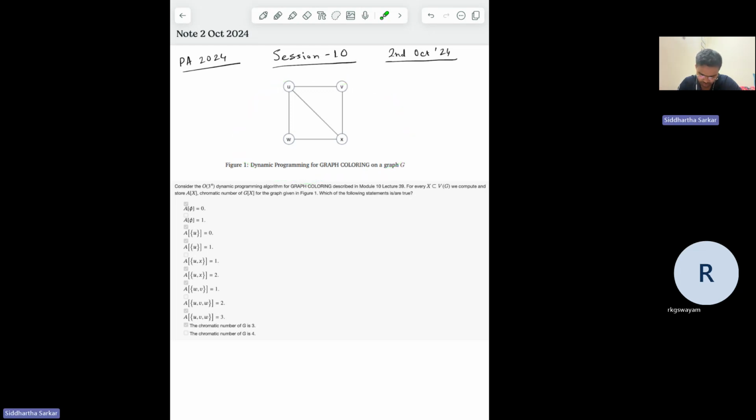You are given a graph, and the question is about graph coloring. In the graph coloring question, you are supposed to find the minimum number of colors to be assigned to the vertices such that no two adjacent vertices receive the same color. This is an NP-hard problem. There is an algorithm which runs in 3 to the power n running time, where n is the number of vertices, described in module 10, lecture 39.